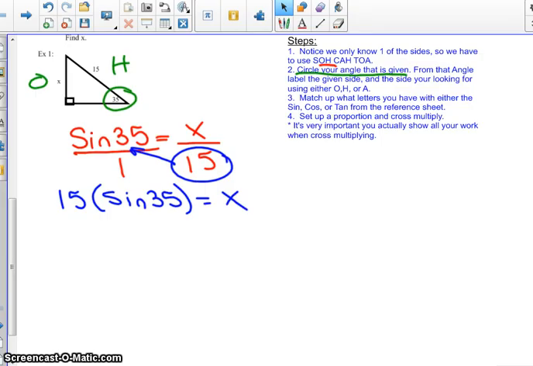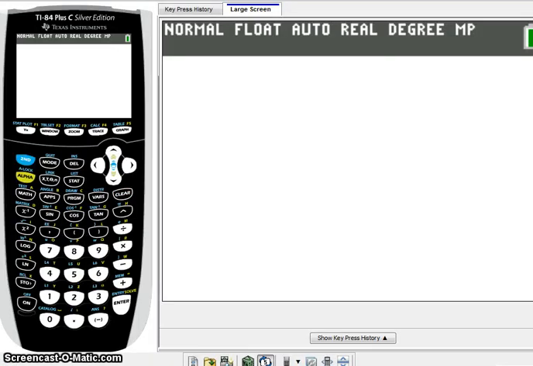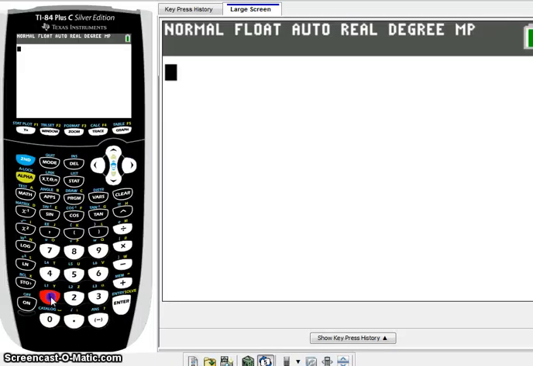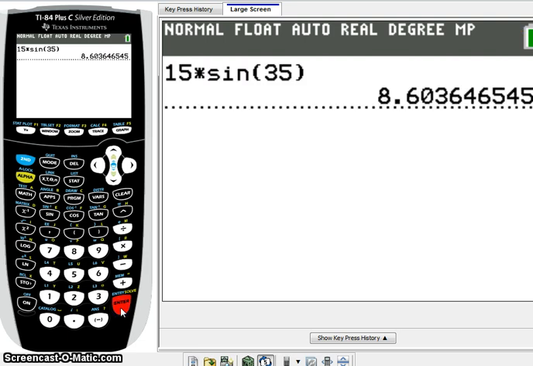If you did the sine of 35 first, and then times by 15, I just did 0.57. You don't want to do that because of the rounding. Eventually it'll throw off your final answer so much. You know what I mean? So when we put this in, 15 times sine 35, okay? 8.6. Yep, 8.6.